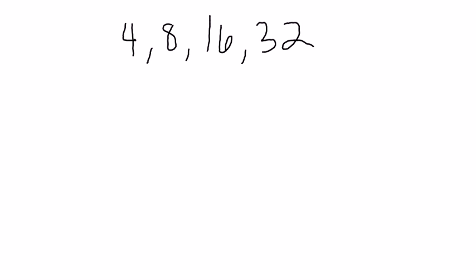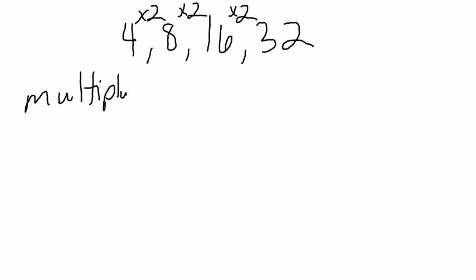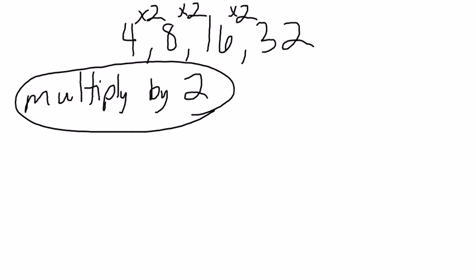Well, you have to multiply by 2 to get 8, and you have to multiply 8 by 2 to get 16, and so on and so forth. So your pattern is multiply by 2. That's your pattern. What are the next three terms?